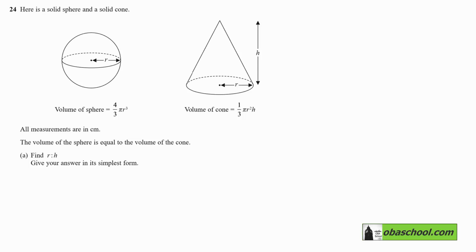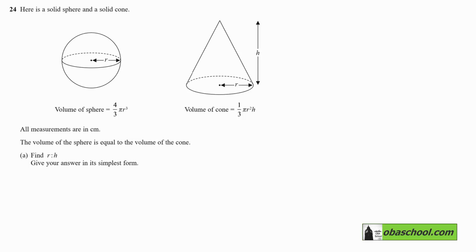Here is a solid sphere and a solid cone. All measurements are in centimetres, and the volume of the sphere is equal to the volume of the cone. We want to find the ratio r to h, giving our answer in its simplest form.